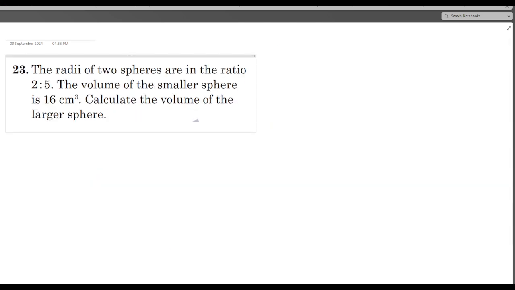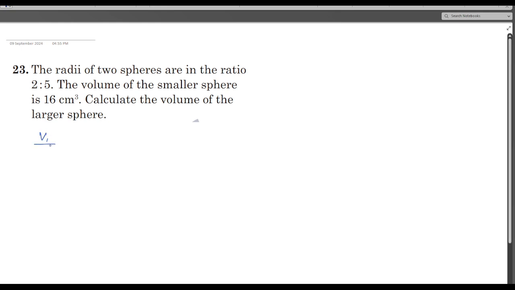Wonderful question. Now question number 23. The radii of two spheres are in ratio 2:5. The volume of smaller sphere is 16. Calculate the volume of larger sphere. So your V1 divided by V2 will be 2 divided by 5 the whole cube. Actually, if radii are in ratio 2:5, their volumes will be in the ratio of 2 divided by 5 the whole cube, as the expression for your volume V1 will be equal to 4 by 3. Okay, you can do that.